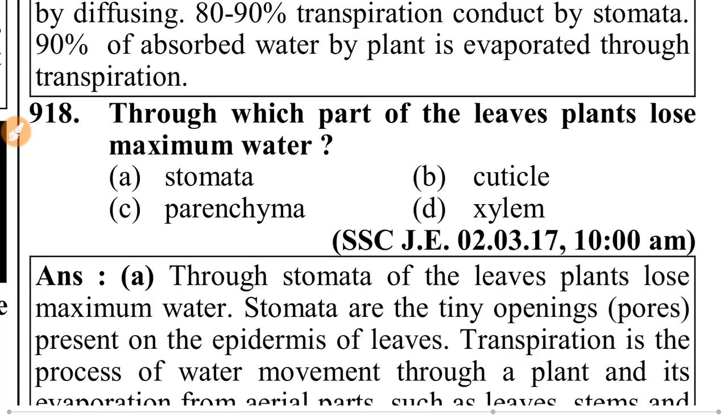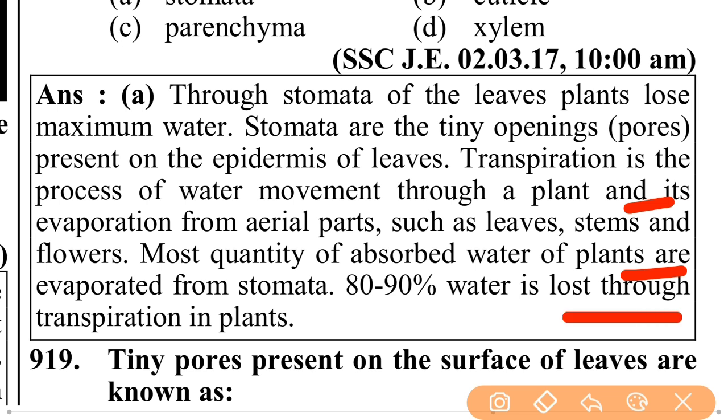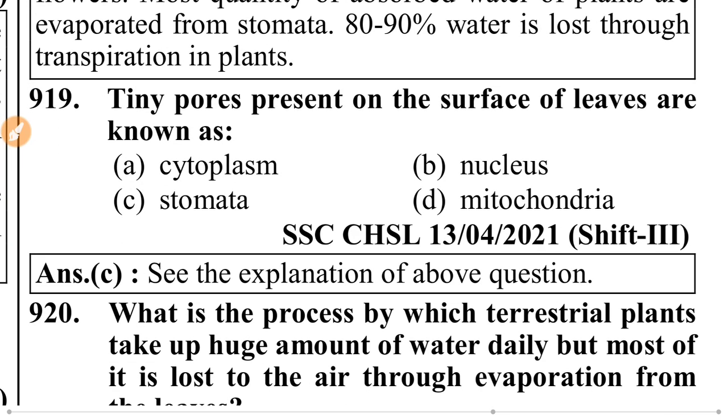Through which part of the leaves plant loses maximum water? That is stomata. Through stomata of the leaves plant loses maximum water. Stomata are the tiny openings, pores present on the epidermis of leaves. Most quantity of absorbed water of plant is evaporated from stomata. 80 to 90% water is lost through transpiration in plants. Tiny pores present on the surface of leaves are known as stomata.